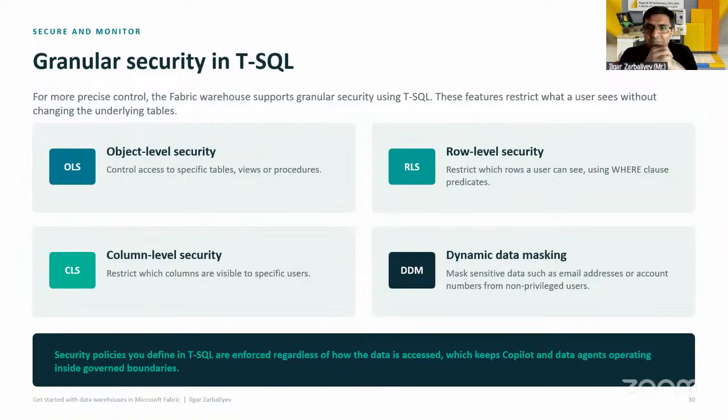Because these policies live in the warehouse, the agent is subject to exactly the same restrictions as the human. It cannot reveal what the user is not allowed to see. That's a very reassuring property when you are being asked to roll out AI over sensitive data. And it's one of the strongest arguments for putting your data in a warehouse in the first place. So row-level, column-level, and dynamic data masking each go deeper than we can go today. And there is a dedicated module on securing a Fabric warehouse if you want the detail.